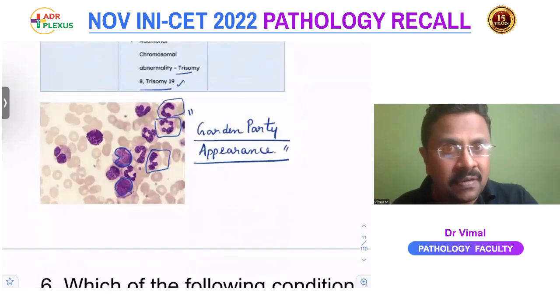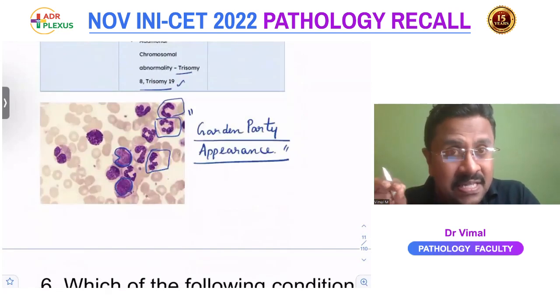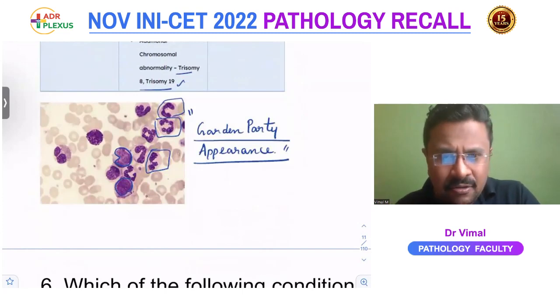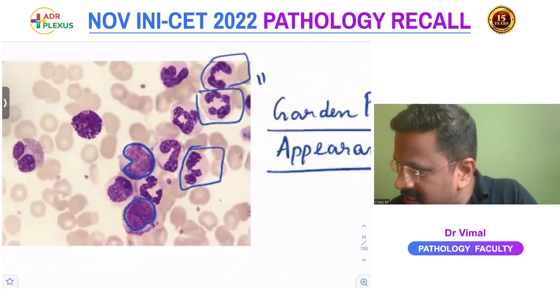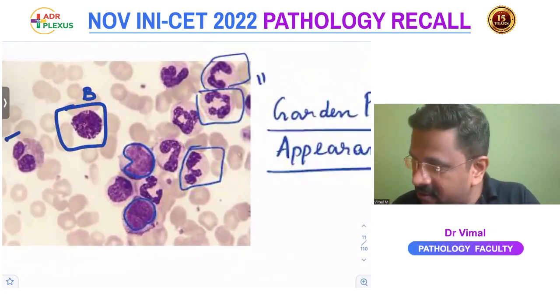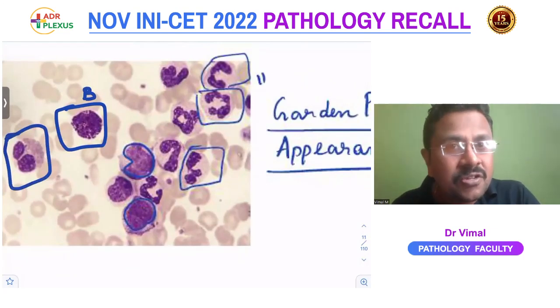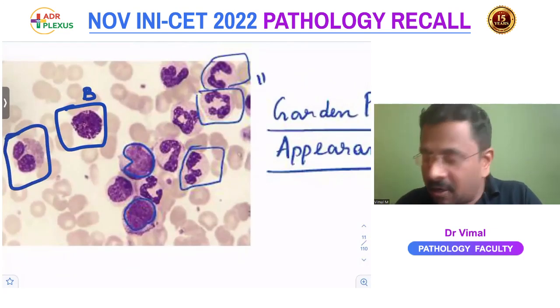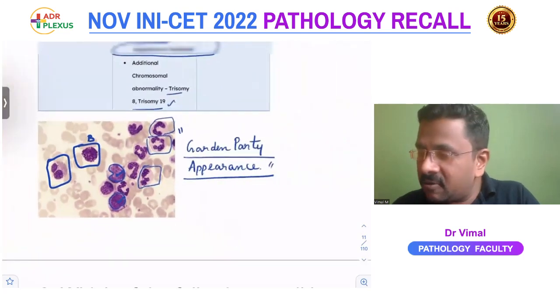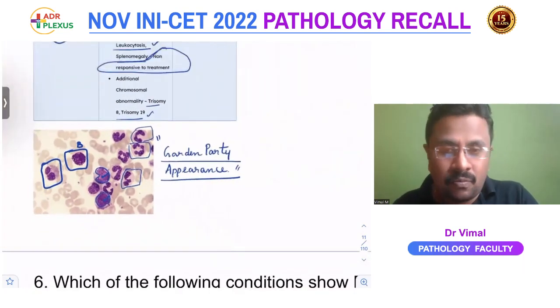And you will definitely remember what we have discussed, the garden party appearance of CML, where all the cells are of different types. You can see the neutrophils, and also one basophil here with the blue granules. You can also see a spectacle-shaped nucleus with eosinophilic granules, that is the eosinophil, and also myeloid cells and a myelocyte. This type of appearance is called the garden party appearance. And you will also remember the Philadelphia chromosome.